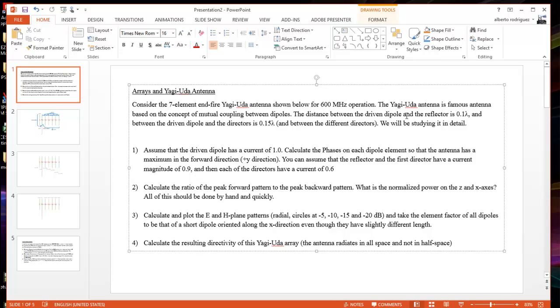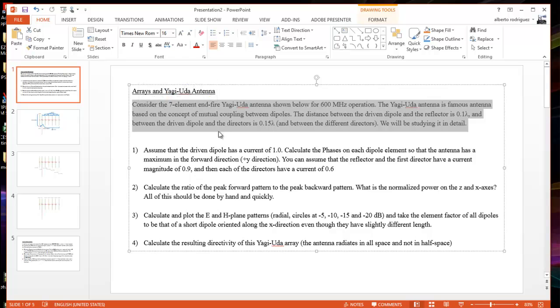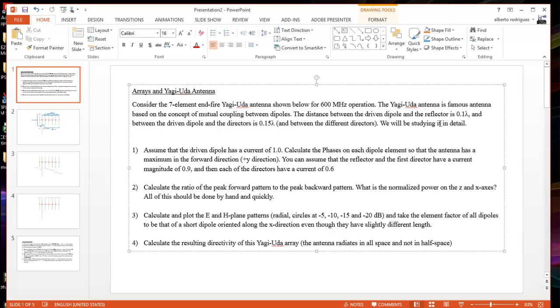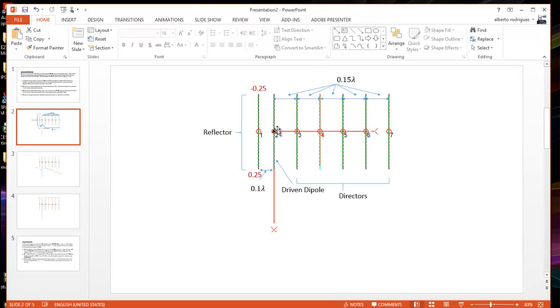The distance between the driven dipole and the reflector is 0.1 lambda wavelengths, and between the driven dipole and the directors is 0.15 lambda, and between the different directors. First of all, I'll start by creating my geometry, and based on the description of the problem, this is what I have. I have the reflector, the driven dipole, and the directors. The distance between the driven dipole and the reflector is 0.1 lambda.